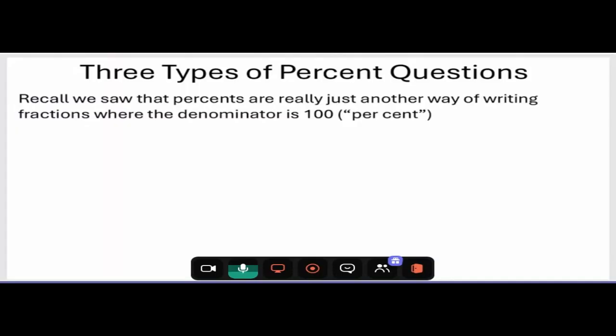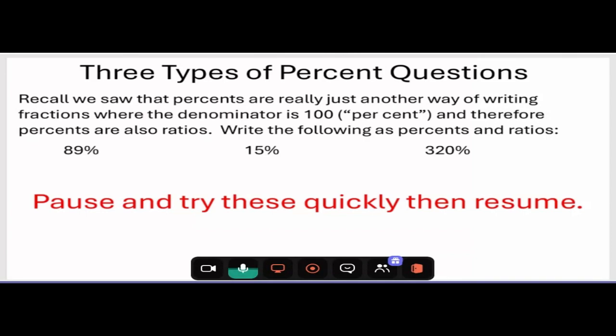So you will remember maybe that earlier in our review lessons, we were reminded that percentages are actually just another way of writing fractions with a denominator of 100. Per cent. Cent is 100, so per 100. So therefore, since percents are fractions, that means percents are also ratios, because we know that fractions and ratios are really just the same thing. So there's three percentages. Why don't you write those as fractions and as ratios?